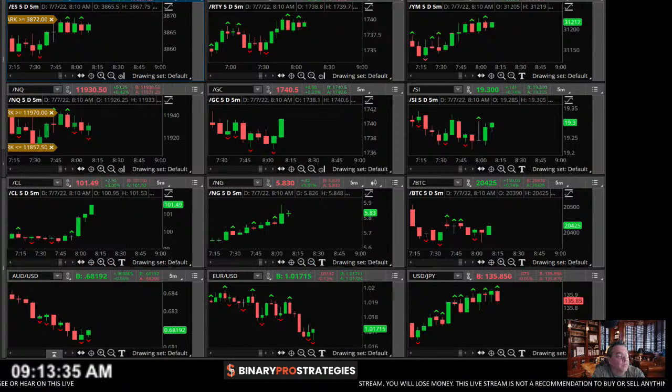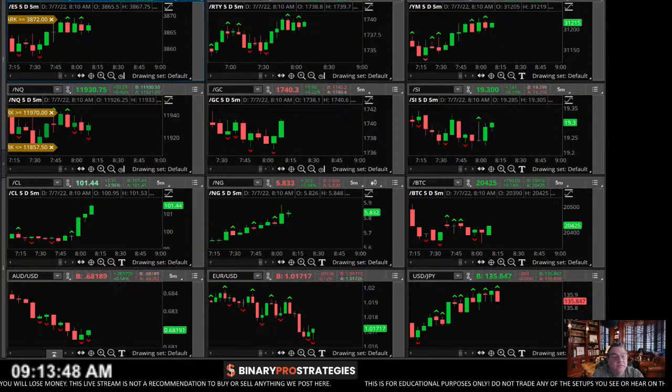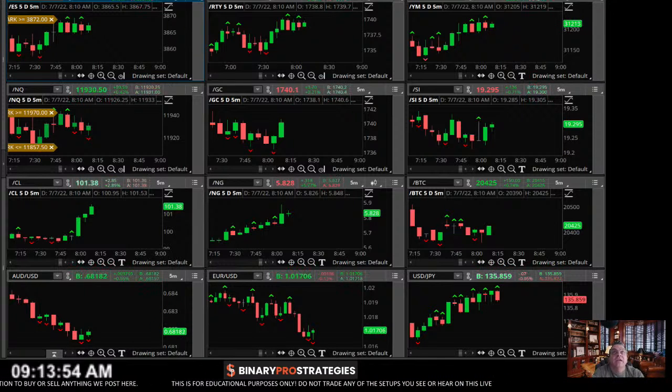Possible double short coming up on the euro. Still short that 73. Exit that trade in about a minute here on that short euro US. We are getting a double. We'll come back and take another one after this.